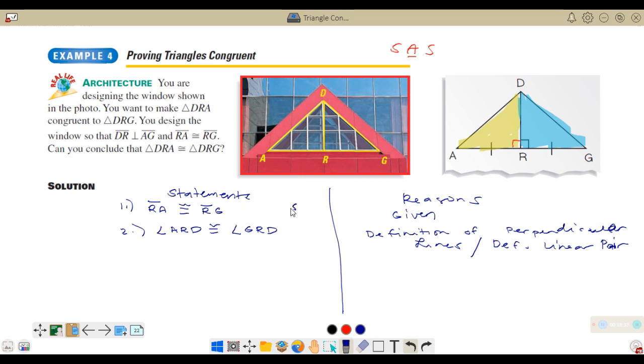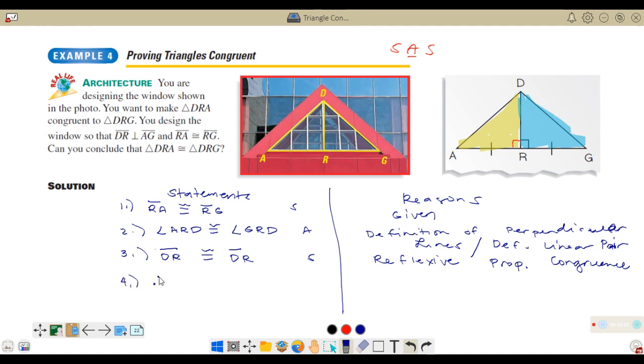Yan. Meron na tayong isang side. Meron na tayong isang angle. Punta tayo sa third side. We have DR. Dapat kasi included, di ba? So, kung ang angle na included mo ay si ARD, dapat ang gagamitin mo si DR. Wala kang choice. So, we have DR is congruent to DR. This is the third side. Again, this is because of the reflexive property of equality, or in this case, congruence.